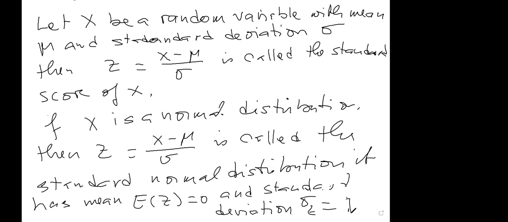So with a standard normal distribution, we now can view the empirical rule with the numbers zero, one, minus one, because sigma equals 1.